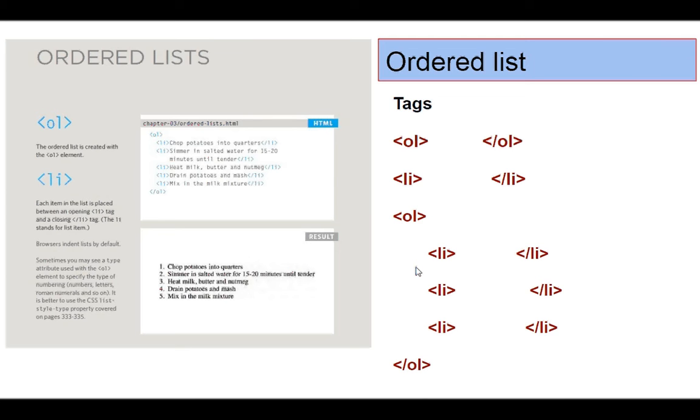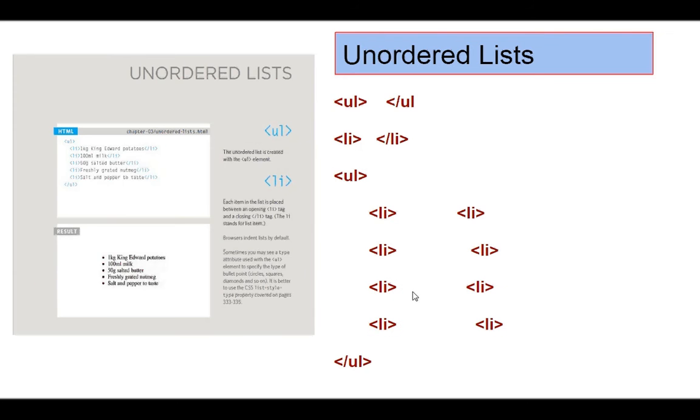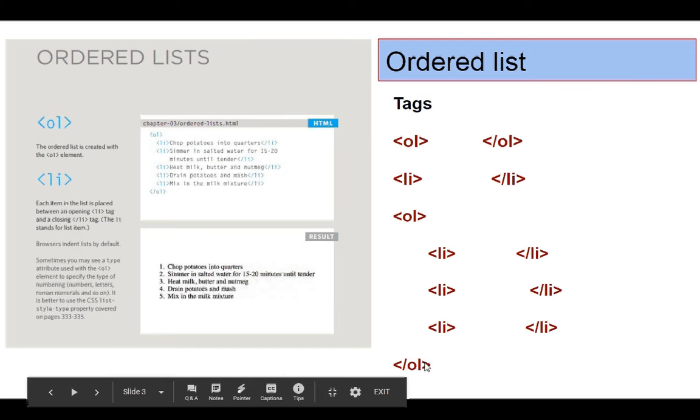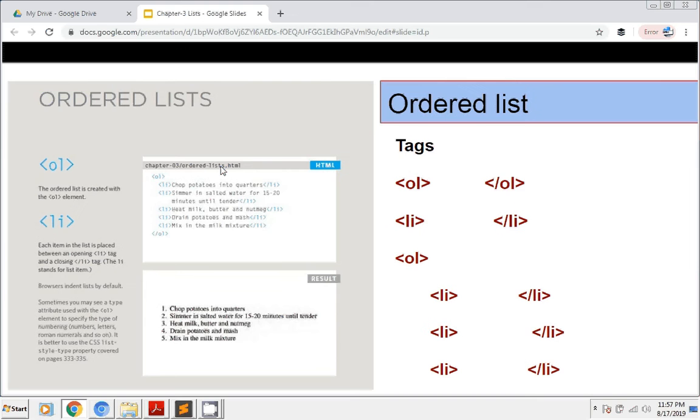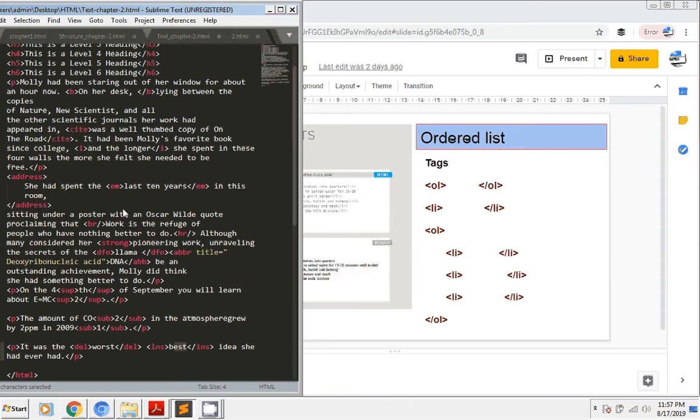An ordered list is created by the OL tag, and each item in the list is placed between the list item tags. So this is how the syntax looks. The ordered list will be OL, which has to be closed with a slash OL, and all the list items are put inside this OL tag. So this is the typical syntax of an ordered list. Let us see how it looks in a real-time example.